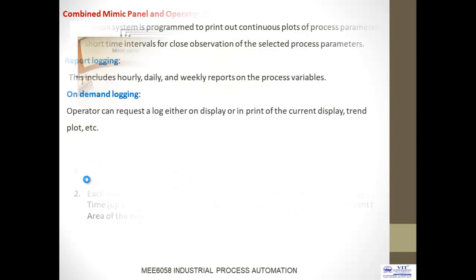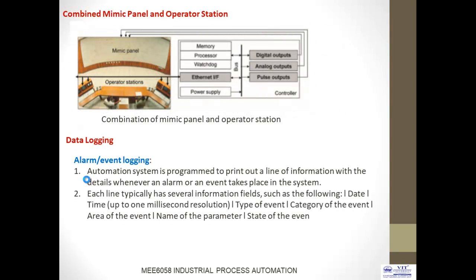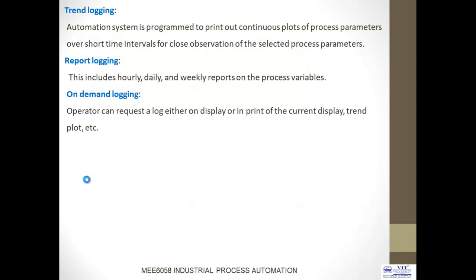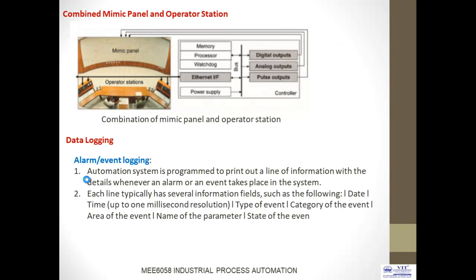So we have 4 types of logging: alarm event logging, trend logging, report logging, and on-demand logging. So alarm logging means automatically whatever gives a signal or event, it gives the structure of the event. So what date, what time, what's the category of event, whether morning or afternoon, what area, and what's the parameter. And it also indicates what's the status of the parameters. That's alarm or event logging. It may be alarm or some other events. Let's take this parameter, let's take this process. That means you can get the data. Data logger means you can observe the data.